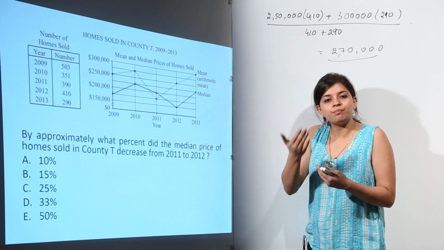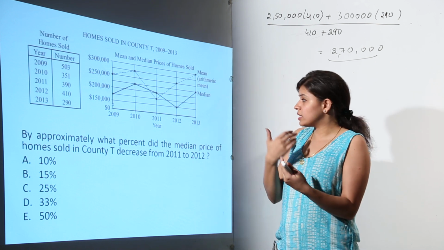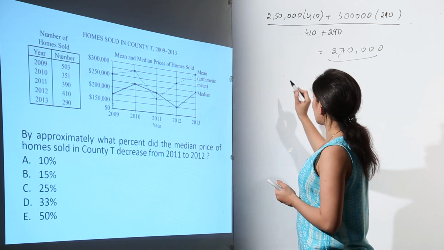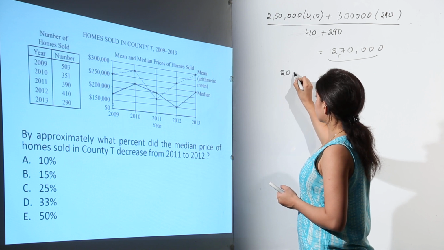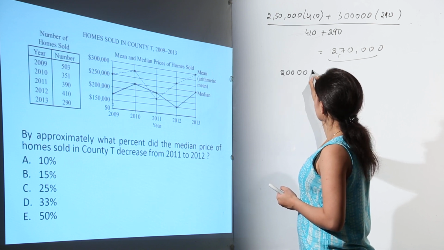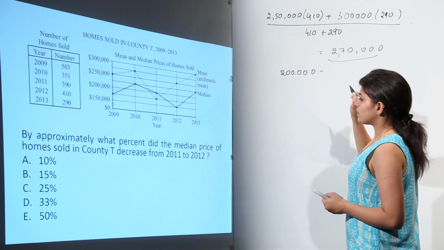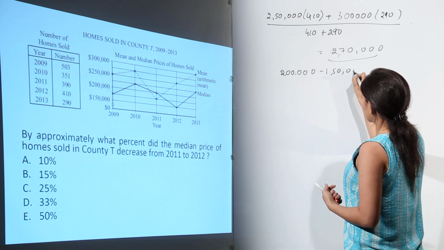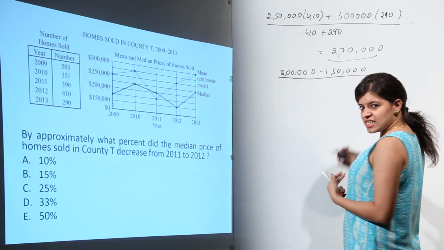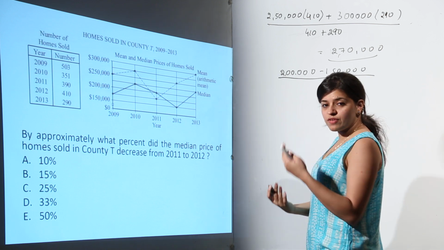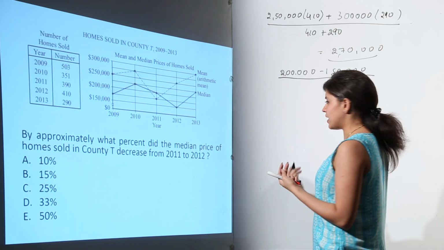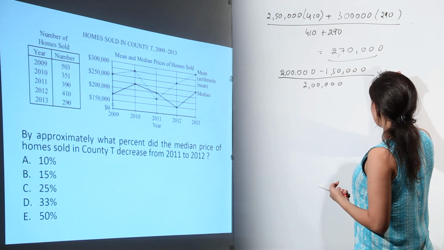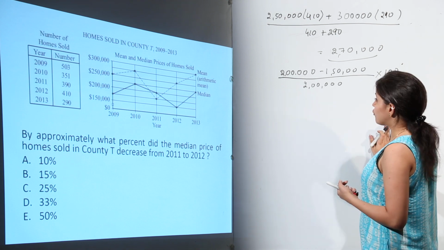We have to find the percentage decrease from 2011 to 2012. In 2011, the median was 2 lakh. In 2012, the median decreased and became 1,50,000. Because the base in this case is 2011, because we are finding the decrease from 2011, we will divide this value by 2 lakh. To find the percentage, we will multiply this entire value by 100.